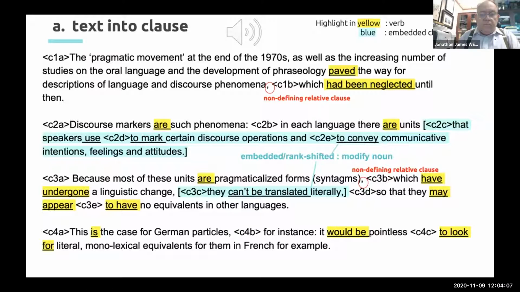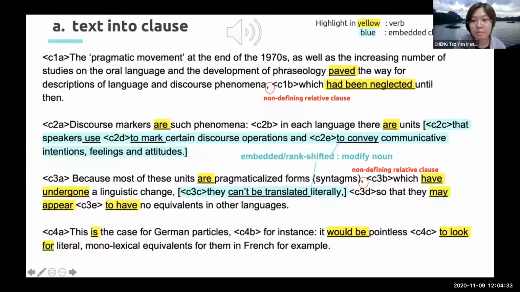Next, in our analysis, we also found 4 embedded clauses. The first one is located in clause 2C to clause 2E, and these 3 clauses as a whole modify the previous noun unit. The second embedded clause is clause 3b. This is used to modify the previous noun phrase grammaticalized form.